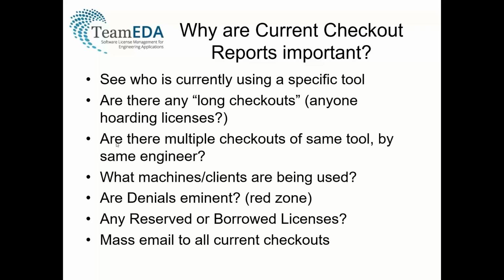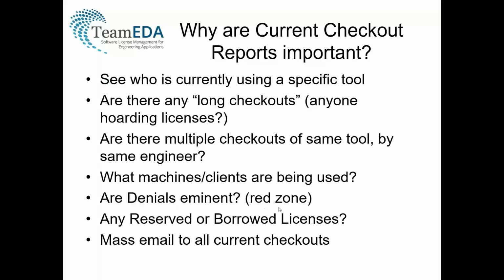Another reason might be, are there multiple checkouts of the same tool by the same engineer? So if you have an engineer that's checking out multiple licenses, same tool, you would see that if they're checked out concurrently. Also, of course, if they check them out serially, that would be visible as well. But current checkout means, well, currently checked out. You can also see through these current checkout reports what machines or clients are being used to run the application.